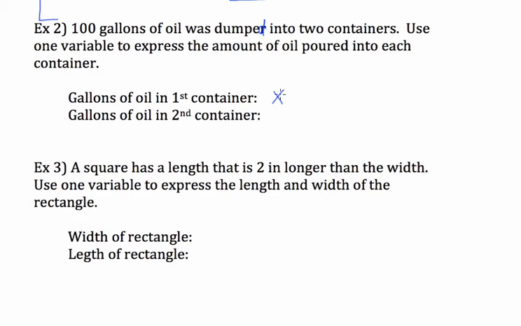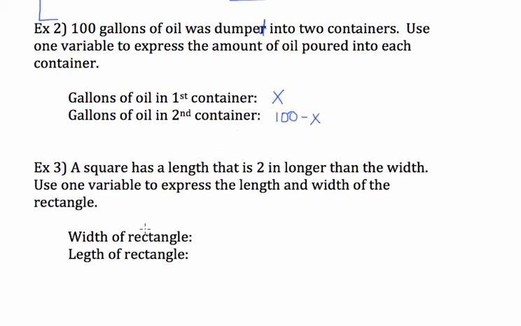So then in terms of x, how much oil is going to be in the second container? Well, if there's x gallons in the first container, and we know that there's 100 gallons total, if you just take 100 and subtract off however much x is, then that should be how much is in the second container. So we can use x to mean gallons of oil in the first container, and 100 minus x to mean how many gallons of gas were in the second container.